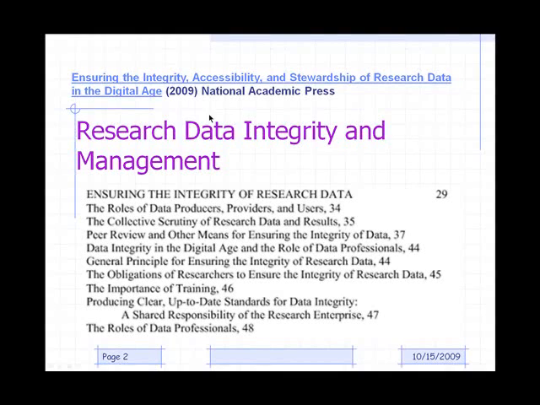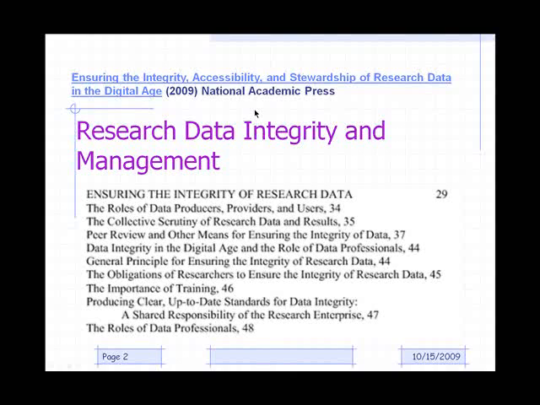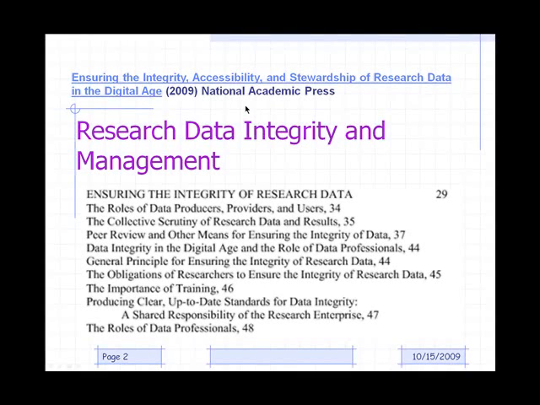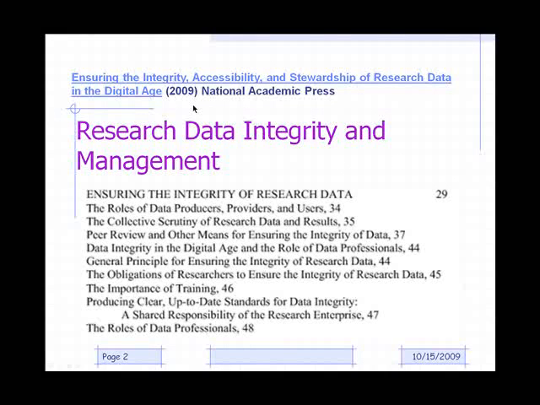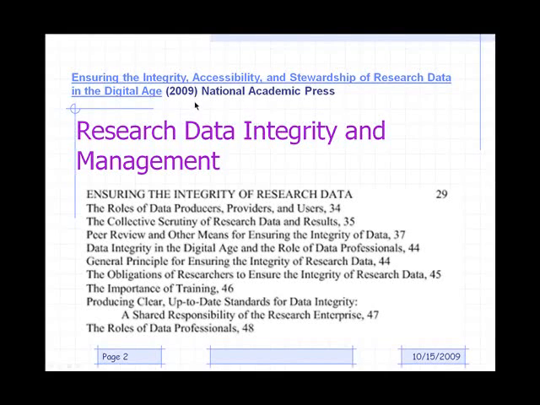So I did a little search under this category of research data integrity and management, and found a recent publication, at least at the time of the recording, available from National Academies Press, but it was actually sponsored by the National Academy of Sciences and several other similar types of scientific academies that are obviously involved in trying to standardize procedures and processes within the academic research arena.